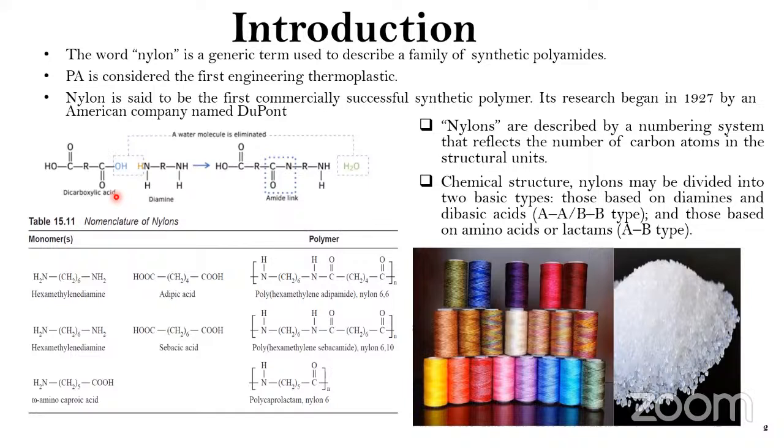Means any two groups at the end, they have two carboxylic acid groups. What do you mean by carboxylic acid? This is C, O, O, and H. This is known as a carboxylic acid. This is one carboxylic acid and this is another, so they are dicarboxylic acid. And what other thing do we require? We require diamine. Amine means NH2. This NH2 is known as the amine group, and if there are two, that is known as a diamine. Is that clear?